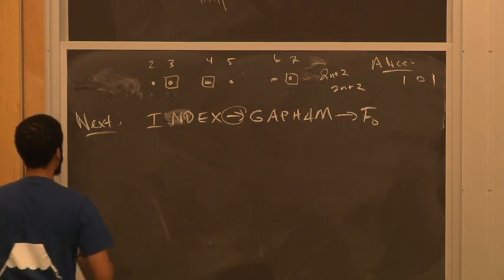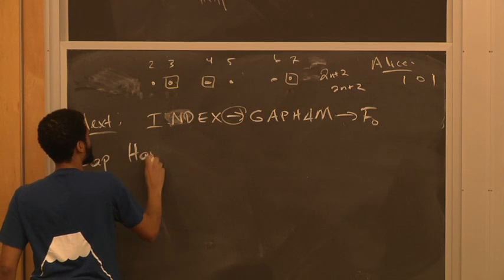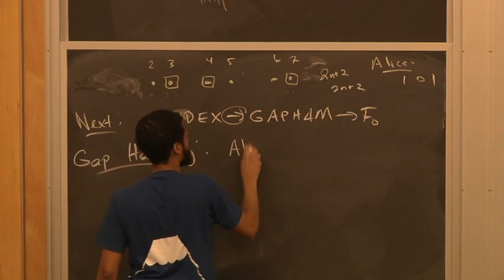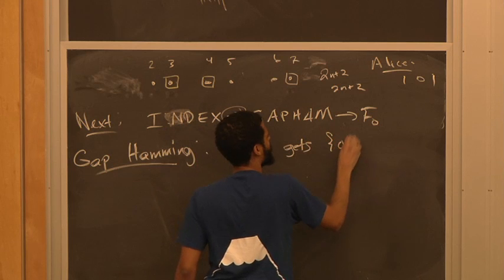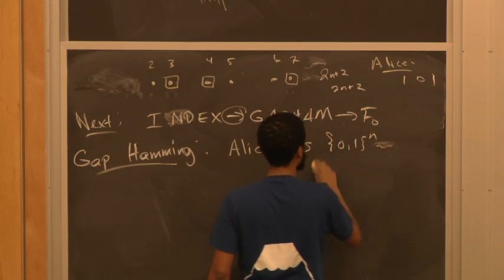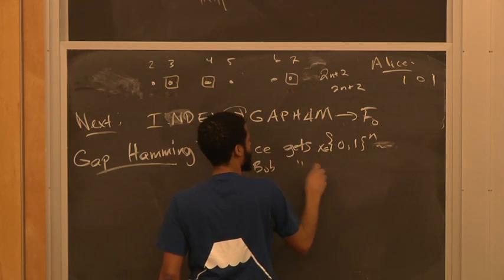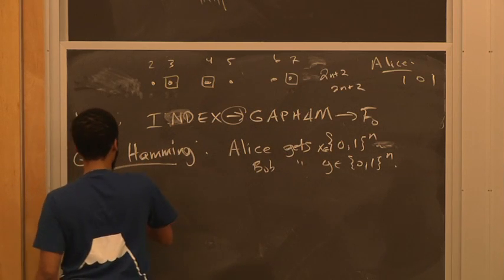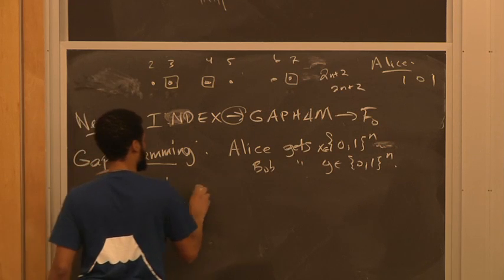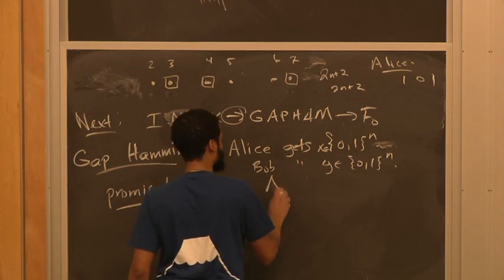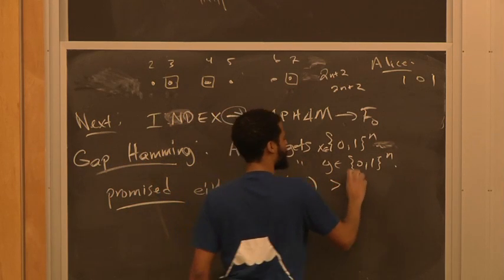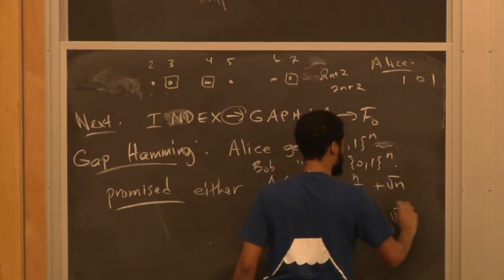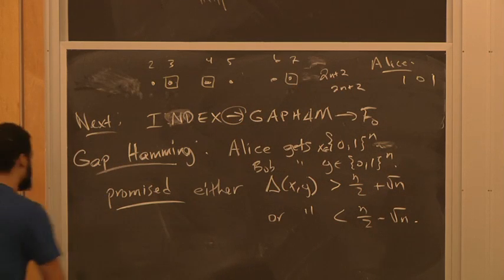So what's gap Hamming? Let me define the problem. In the gap Hamming problem, Alice gets x in {0,1}^n, and Bob gets y in {0,1}^n. And there's a promise. This is a promise problem. They're promised either the Hamming distance between x and y is bigger than n/2 plus root n, or it's less than n/2 minus root n. And they have to decide which.